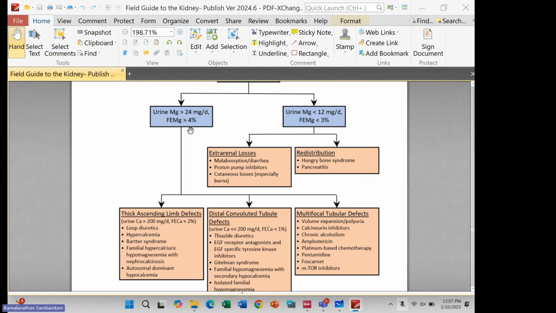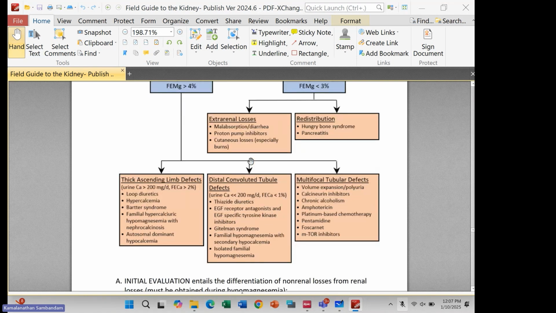A urine mag of greater than 24 milligrams per day, in the setting of hypomagnesemia, would be consistent with renal mag wasting. And then you can see that there is an appropriate renal conservation response to hypomagnesemia when there is a non-renal explanation for the magnesium deficiency. Notice also similar patterns where magnesium can be redistributed or be lost from the body, either through renal or non-renal routes. Redistribution is a fairly small number of possibilities, hungry bones and pancreatitis.